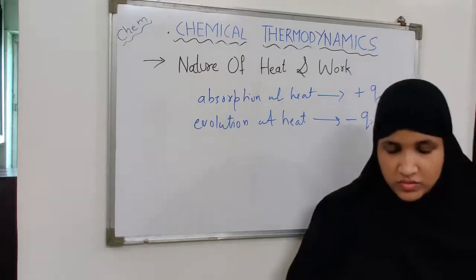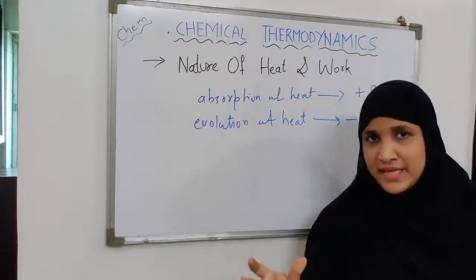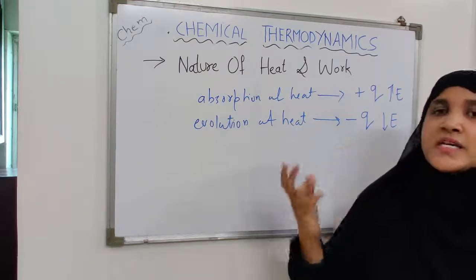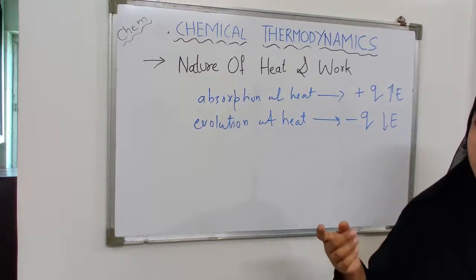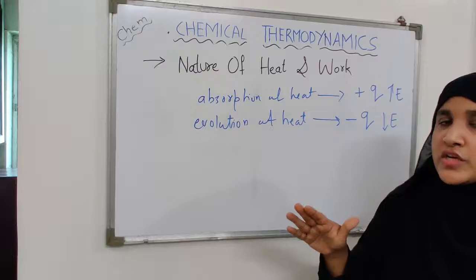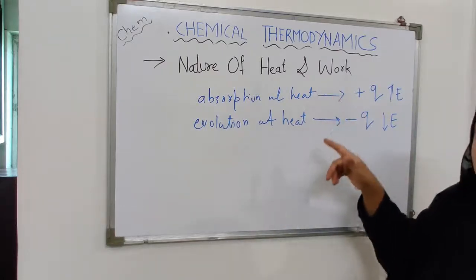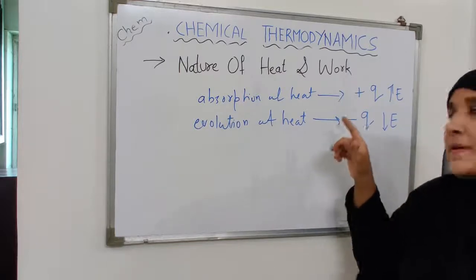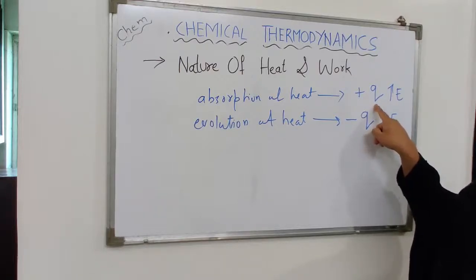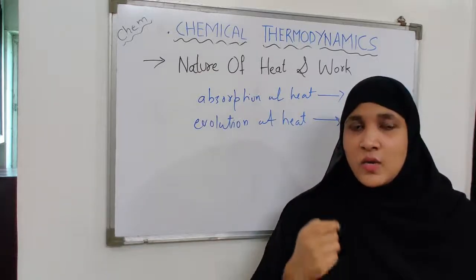So heat is one of the ways by which the energy of a closed system may vary, due to absorption or evolution of heat with the surrounding. Due to absorption of heat, the energy of the system will increase, and due to evolution of heat, the energy of the system will decrease. This is indicated by a plus or minus sign before the symbol of heat, that is Q. Now the second mode of transfer of energy is work.